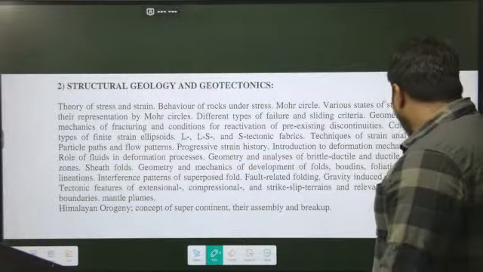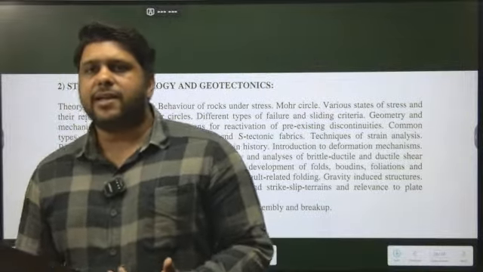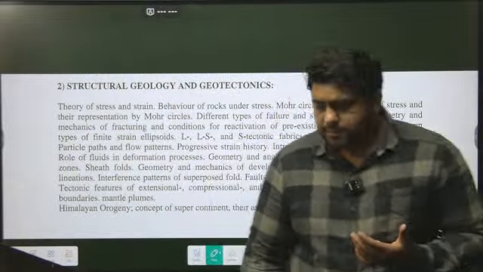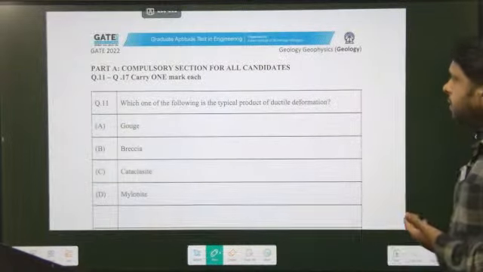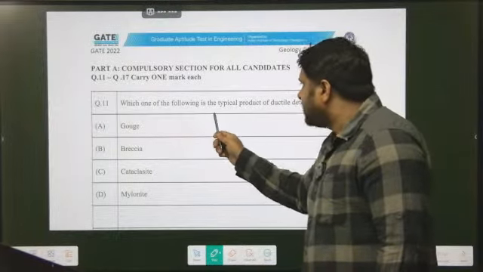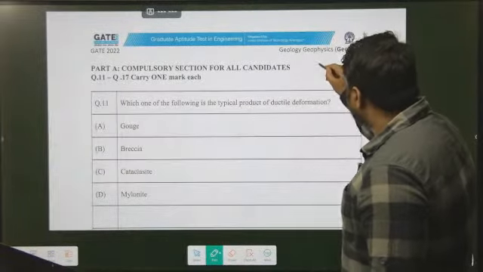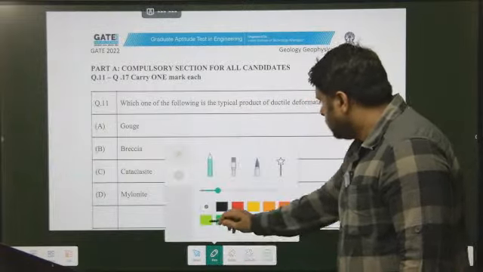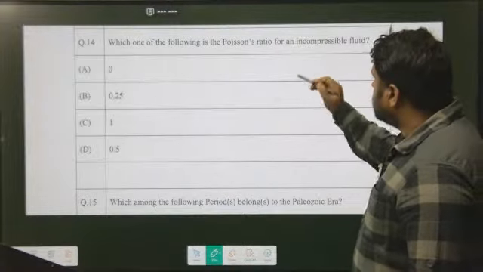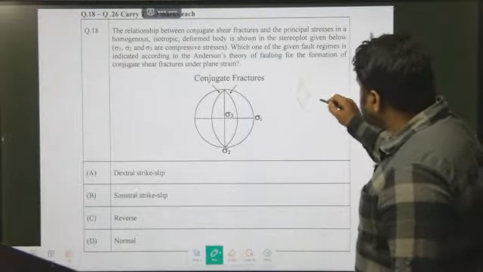One of the best ways to go forward is by analyzing the previous years' examinations. I have taken some questions from the 2022 exam. This is one question that has been asked: which one of the following is the typical product of ductile deformation? This is a 1 mark question. Then we have another 1 mark question on structural geology, and this one is a 2 marks question.